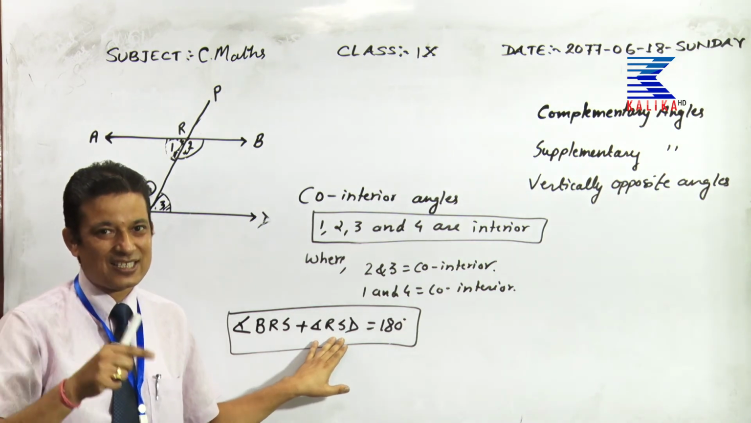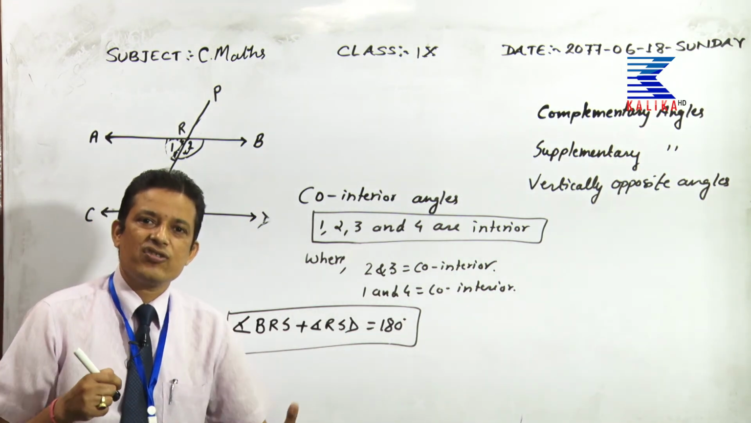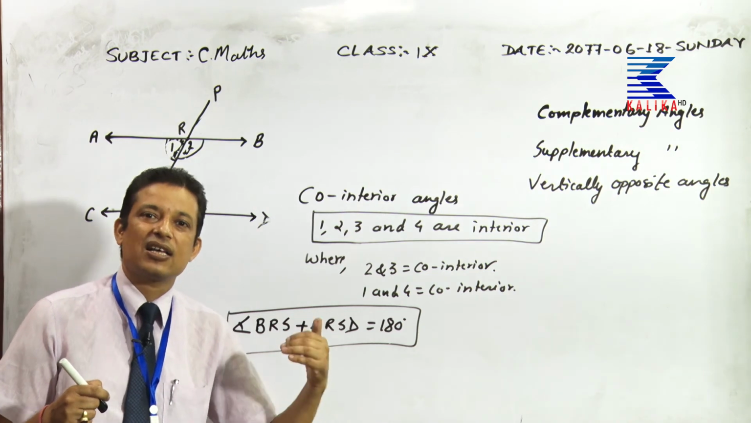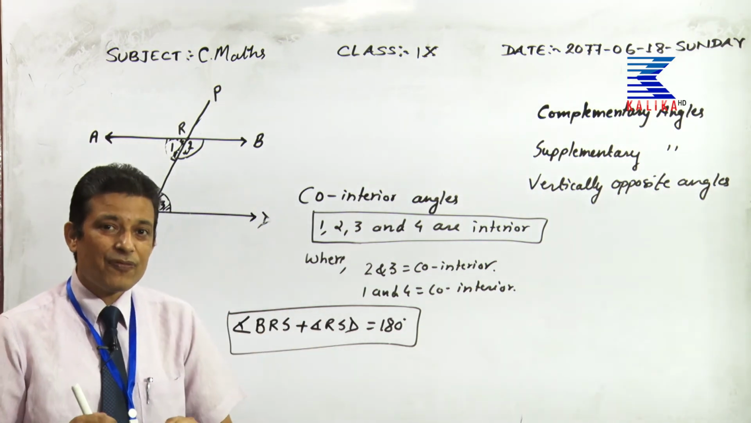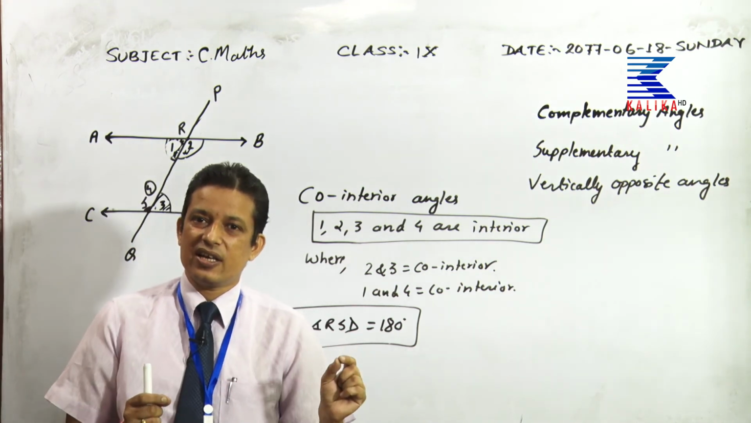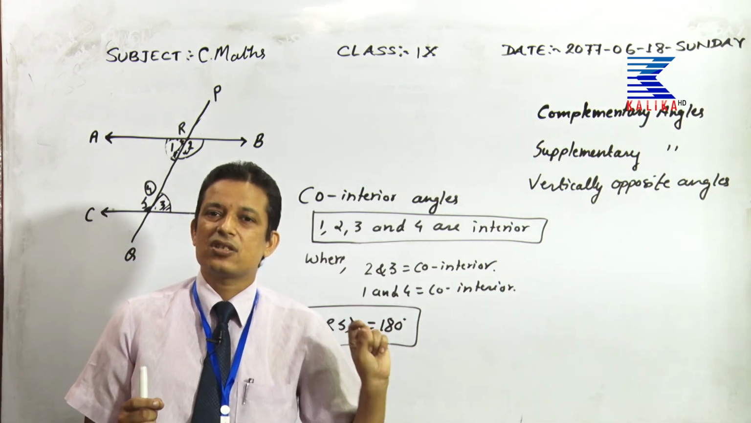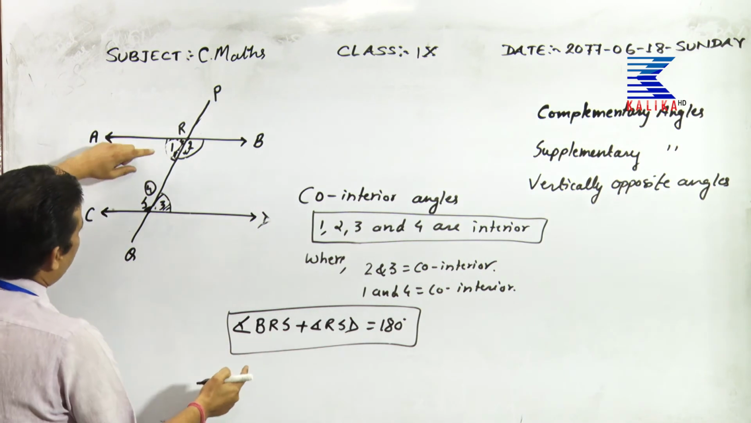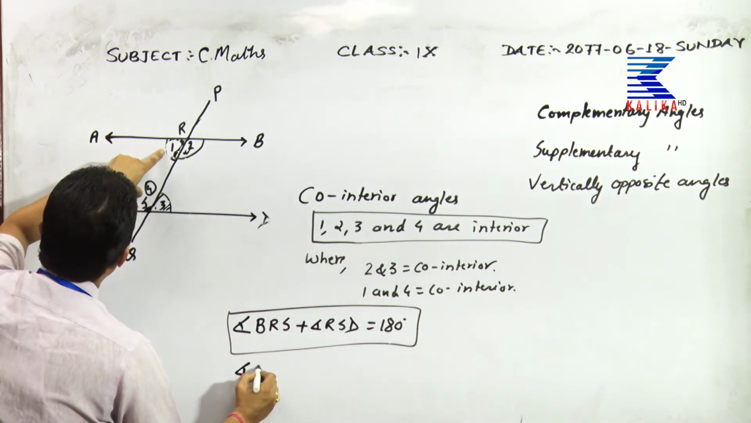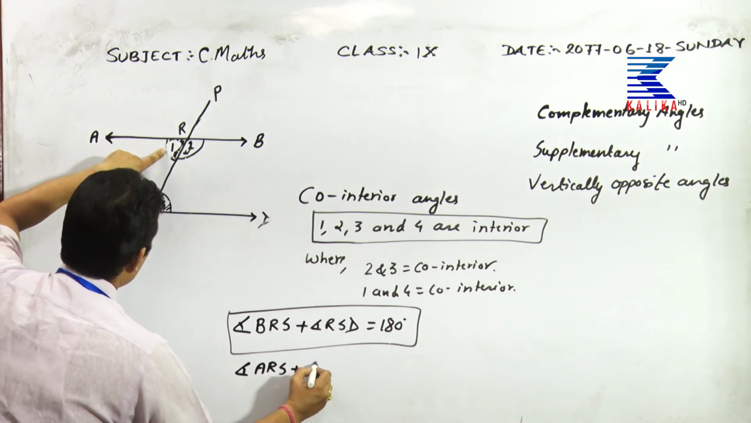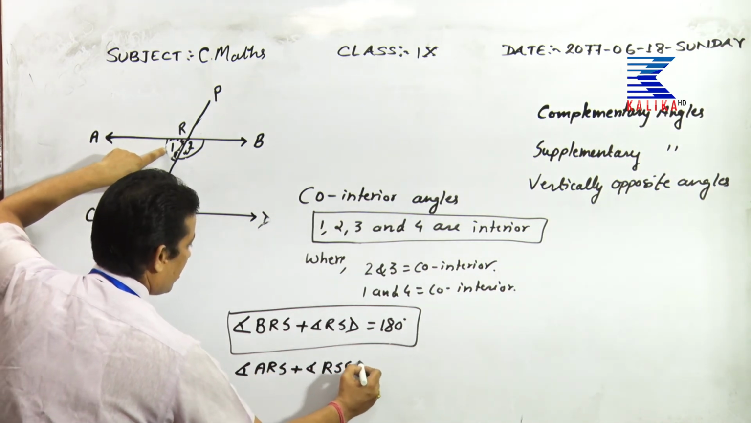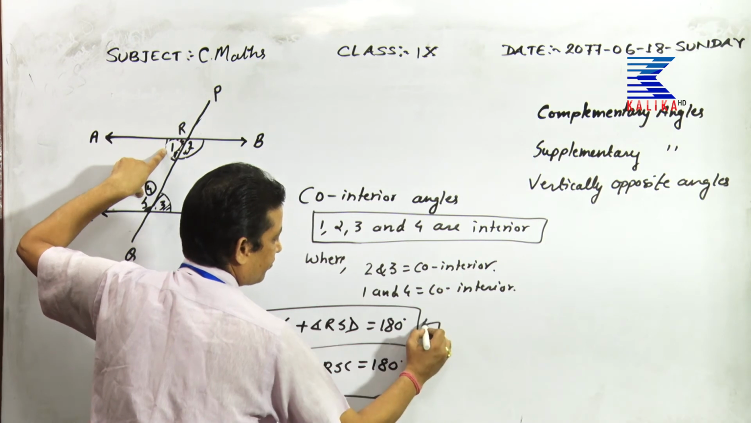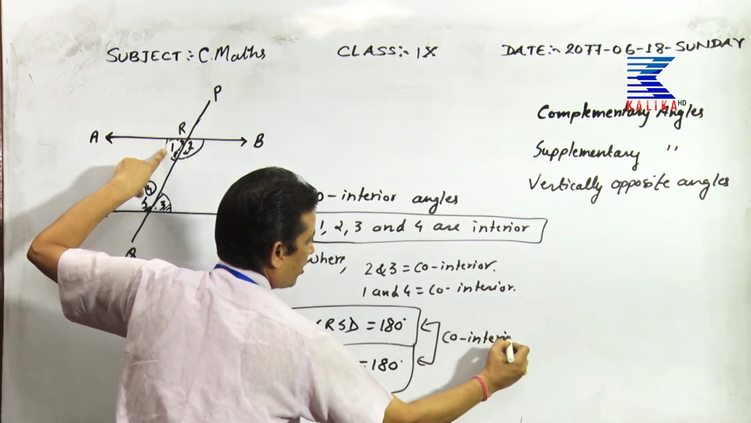So, the next point I also described here: the sum of co-interior angles is 180 degrees. In other words, the co-interior angles are supplementary, because if the sum of two angles is 180 degrees, then the angles are said to be supplementary angles. I define supplementary angles here as well. Similarly, the next pair you can see, dear student, 1 and 4, let me name it: angle ARS plus angle RSC is also equal to 180 degrees, because these are co-interior angles.